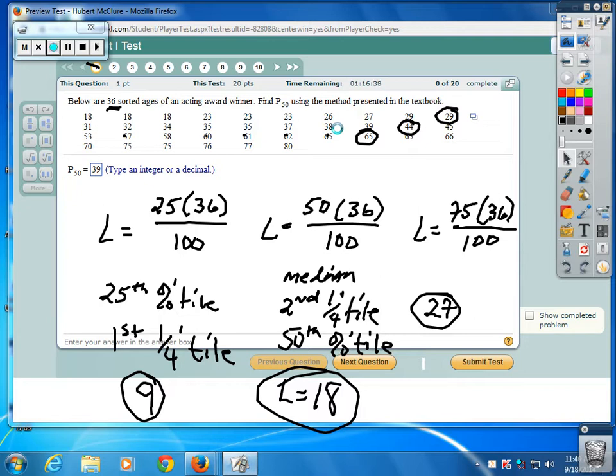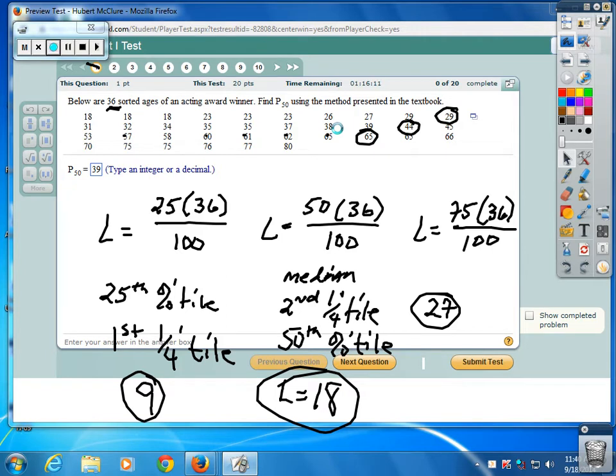I was showing you that because some books do not do the L equals KN over 100, because it's too complicated with the numbers going up and down. And some teachers in some books teach to find the median, then find the top median, then find the bottom median. When you're going to draw a box plot, it's not going to make that much of a difference.